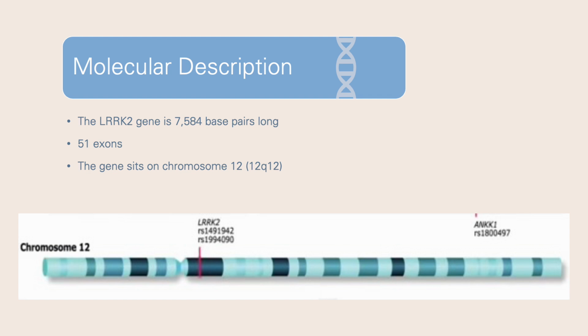The LRRK2 gene is 7,584 base pairs long with 51 exons. This gene sits on chromosome 12, which I have depicted below, and its exact address is chromosome 12 on the long arm, region 1, band 2, which is depicted by this pink line.